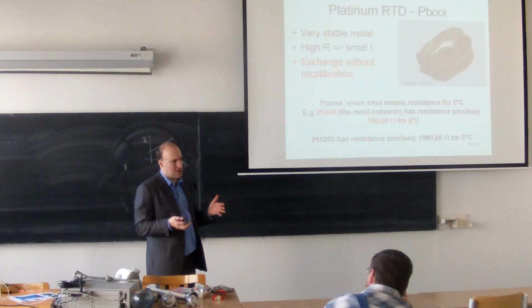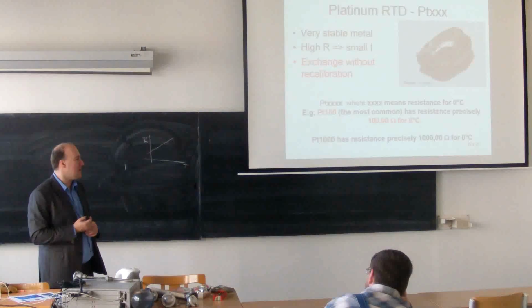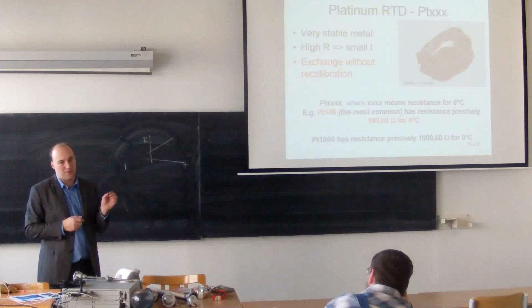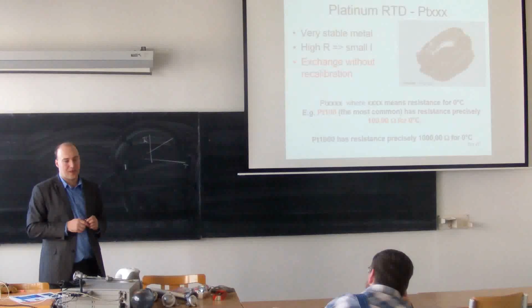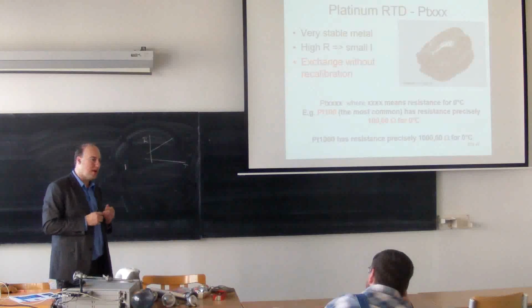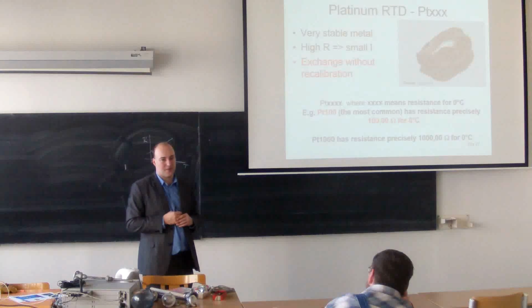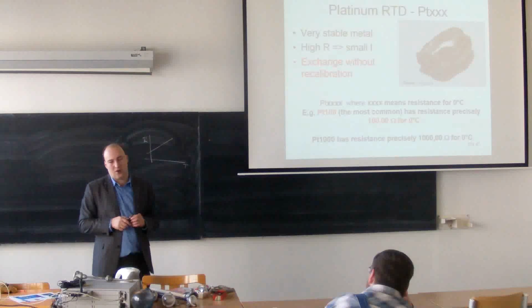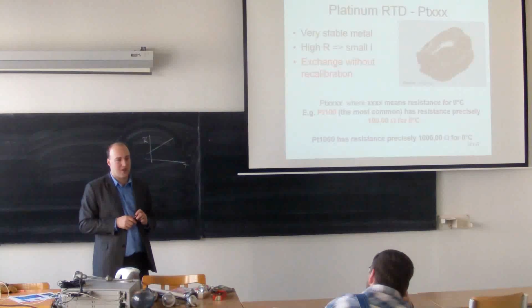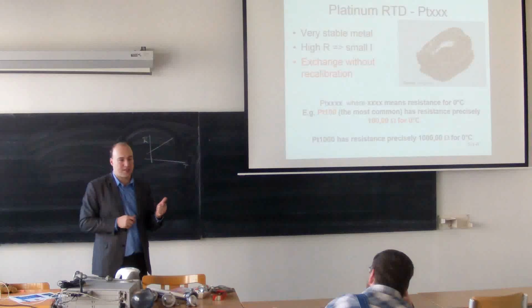The standard name of a platinum sensor, or an RTD, is composed of the letters PT, meaning platinum, and a number. This number means the electrical resistance of the sensor at 0 centigrade. The most common sensor is called a PT100. So it's a platinum sensor, and it has an electrical resistance of precisely 100 ohms at 0 centigrade.